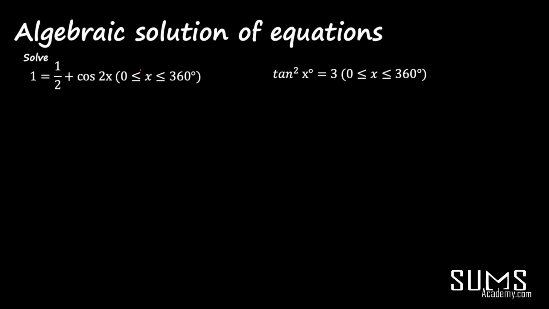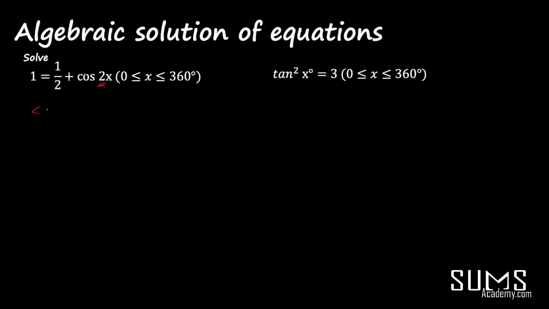Continuing on from the previous lesson, let's look at some more examples. So we're told to solve this equation: 1 equals a half plus cos 2x, between 0 and 360 degrees. The thing to really notice here is this 2x. That means that the cos wave has been repeated twice in 360 degrees. So let's go ahead and solve this.